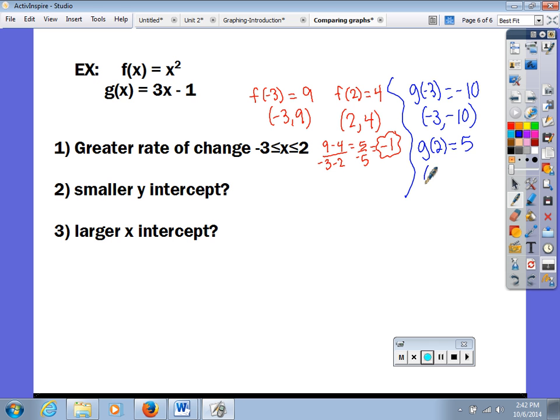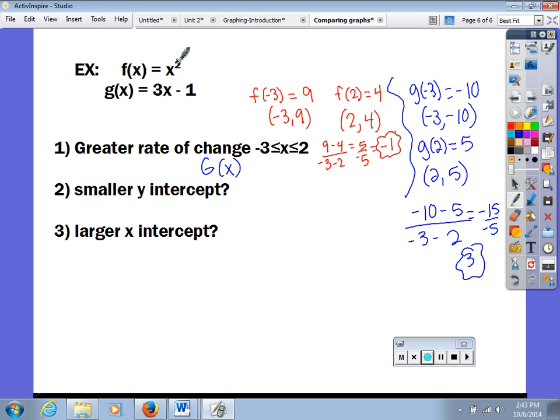Okay, now what do I do in order to figure out what my slope is? Y's over x's. So I'm going to say negative 10 minus 5 all over negative 3 minus 2. So negative 15 over negative 5, which is what, y'all? 3. So who has the greater rate of change, f or g? g. Okay, smaller y-intercept.